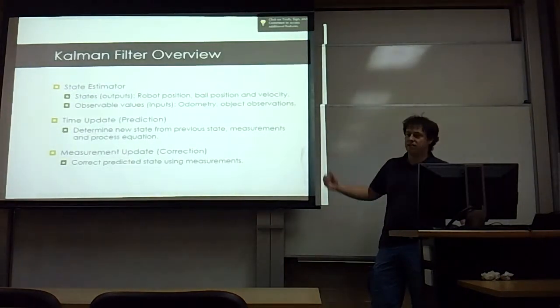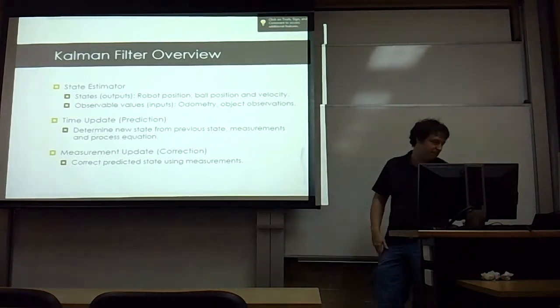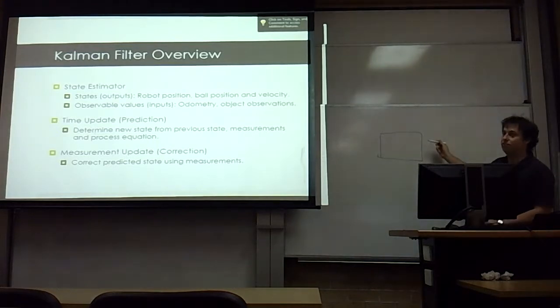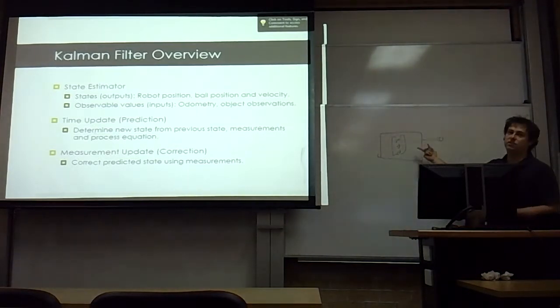Basically, as a general overview of the Kalman filter, the way we use it is as a state estimator. The way that works is we've got a box here, like a black box type thing, where we've got the state, the X, the Y, the theta. But we can't actually look at those directly. We don't know what the X is, what the Y is, what the theta is. What we can look at are the observations that we can get.